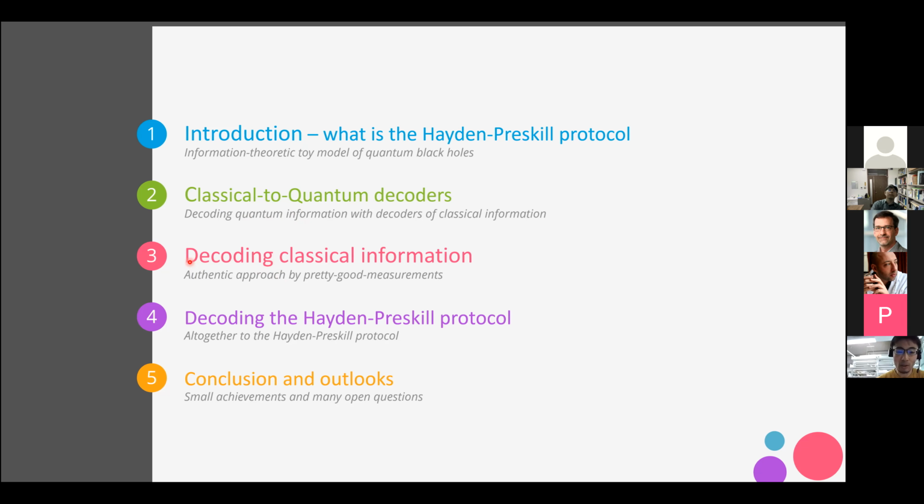So in the third part, I will explain how to decode classical information. And finally, I will apply these two results to the Hayden Preskill protocol and show you how to decode both classical and quantum information in this protocol. And I will conclude my talk. And maybe this talk is a little bit technical.